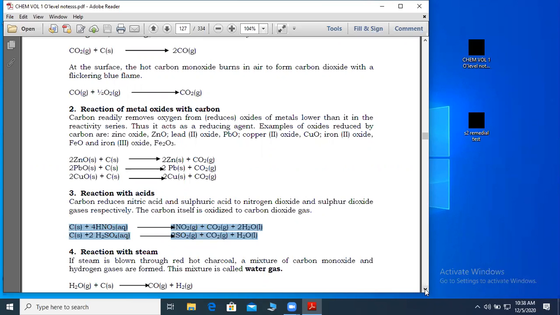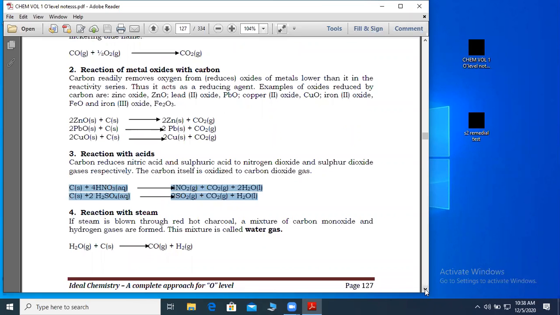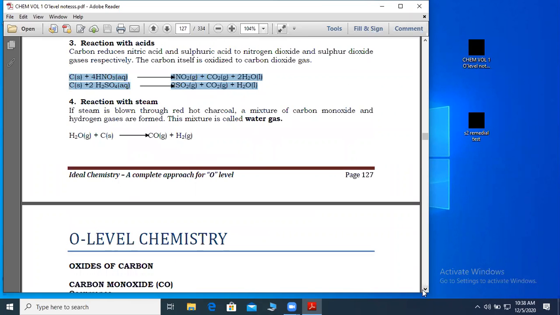And then reaction with steam. Remember, we said carbon does not react with water, but it reacts with steam. Steam is blown through red hot charcoal, and a mixture of carbon monoxide and hydrogen is formed. And this is called water gas. Water what? Gas. When steam is blown through red hot charcoal, a mixture of carbon monoxide and hydrogen is formed.